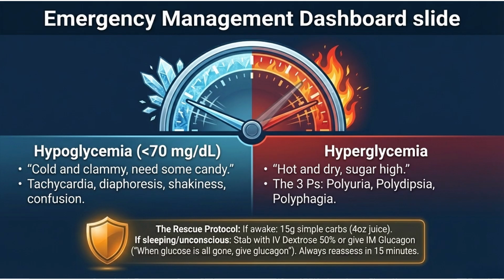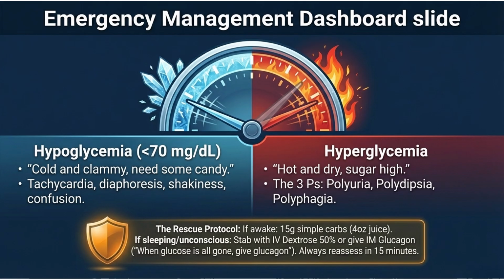Or we can stab. I hate that, but maybe it'll help you remember it. With D50, which is 50% dextrose. Okay. Always, always, always going to reassess in 15 minutes after we're treating because we might have to do it again, if their sugar hasn't been sustained.